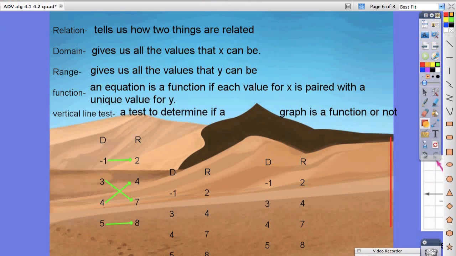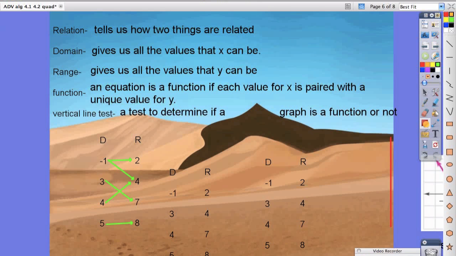Because each value in the x values is only going to one value in the range, it is a function. As soon as I take -1, or any of these numbers in my domain, and have it pair with two different numbers, like it is right now with 2 and 4, the graph is considered not a function.